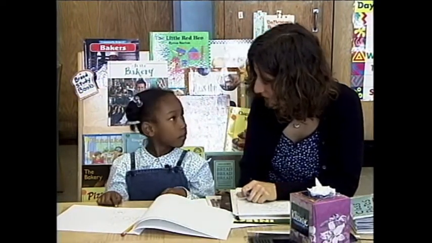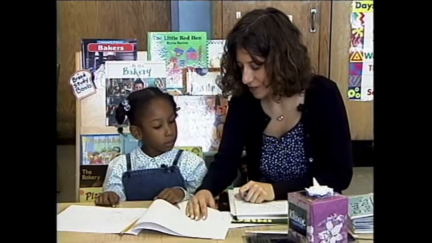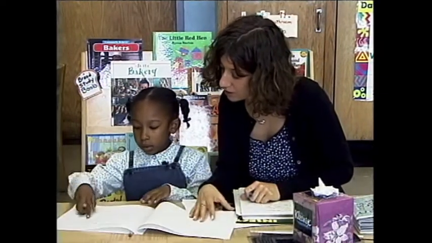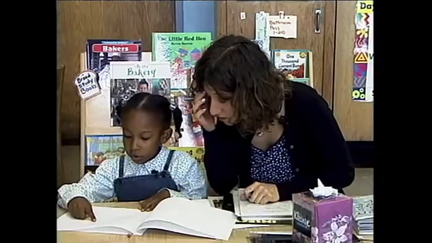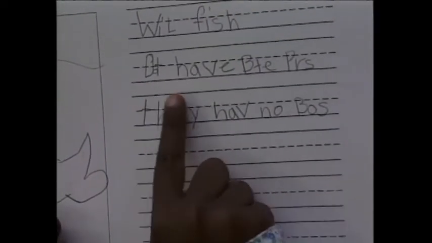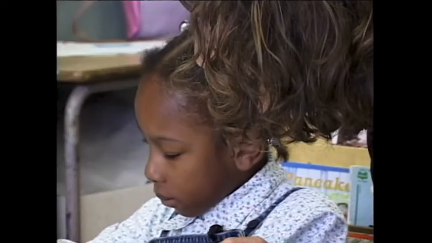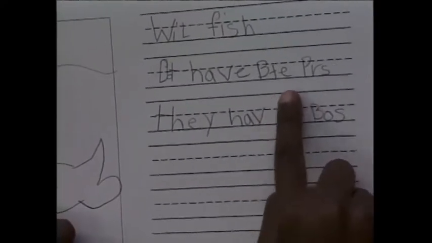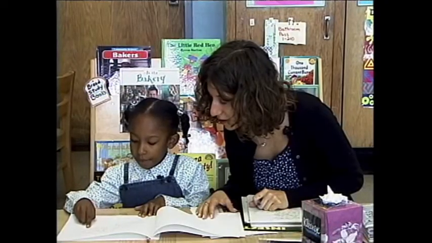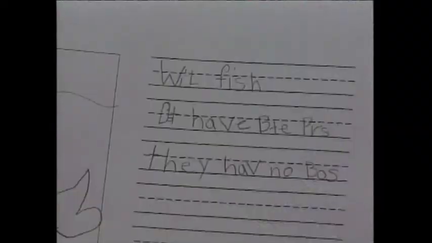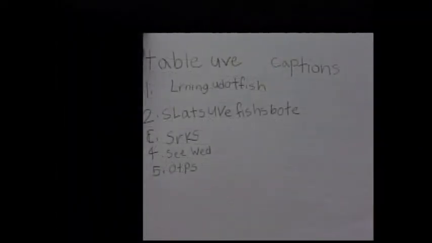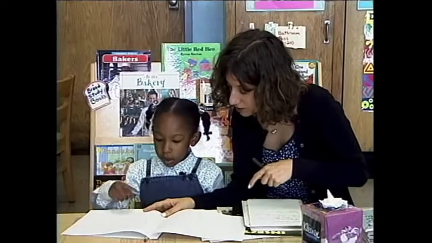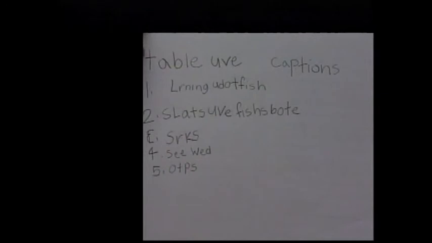Wow. So if I hadn't come over to you, I could see that you've done some other things here also. Well, fish don't have body parts. They have no bones. Wow. And so it looks like here you also have a table of contents. And this is about sharks. Uh-huh. See.